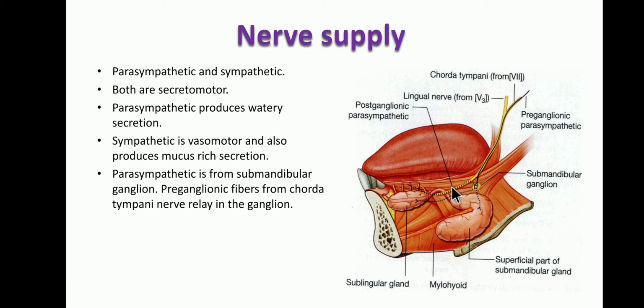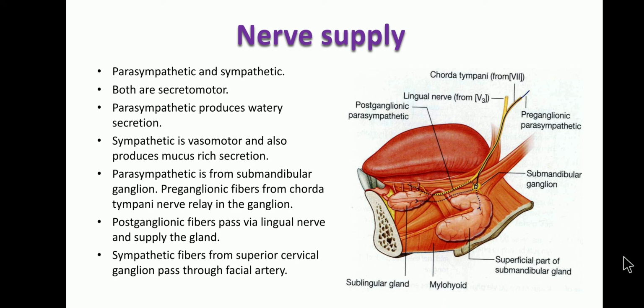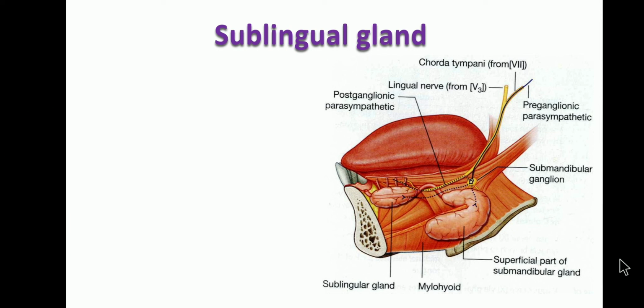Postganglionic fibers travel via the lingual nerve and supply the submandibular and the sublingual salivary gland. Sympathetic fibers, as I told you, from the superior cervical ganglion pass via the facial artery, and they are partly secretomotor and also vasomotor to the blood vessels supplying the gland. So we will also have a short description about the sublingual gland.